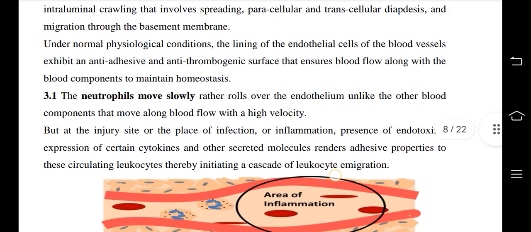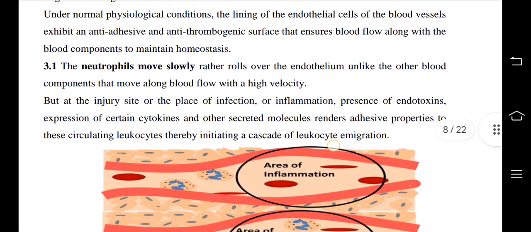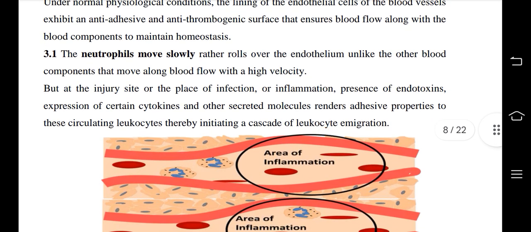The neutrophils move slowly, rather they roll over the endothelium, unlike the other blood components that move along the blood flow with a high velocity. But at the injury site or the place of infection or inflammation, presence of endotoxins, expression of certain cytokines and other secreted molecules renders adhesive properties to the circulating leukocytes, thereby initiating a cascade of leukocyte emigration.